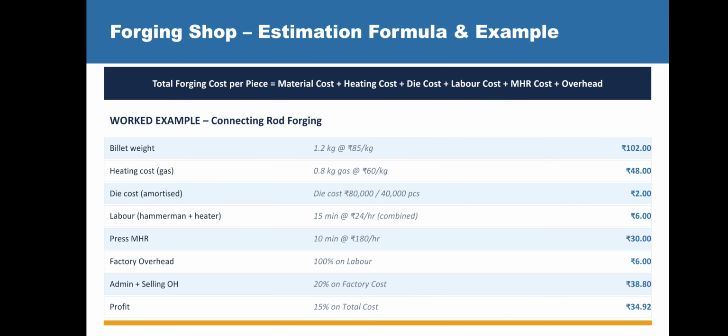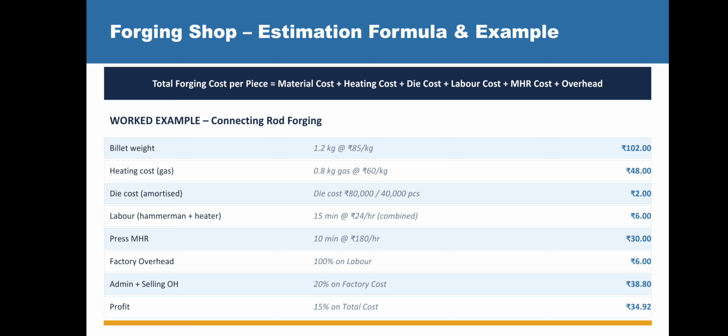The forging shop estimation formula and example are given below. So we can find total forging cost per piece is equal to material cost plus heating cost plus die cost plus labor cost plus MHR cost plus overhead cost. MHR means material handling. We already know the MHR cost from the previous section.